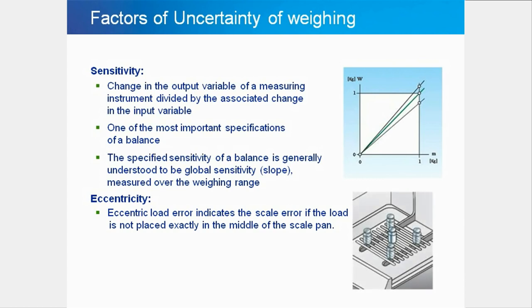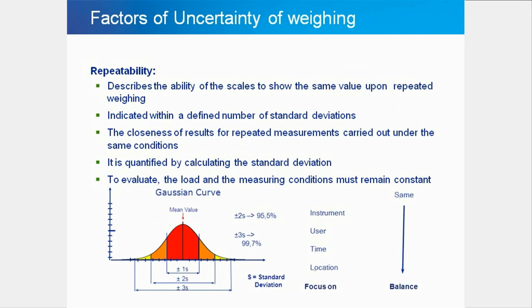Eccentricity indicates the scale error if the load is not placed exactly in the middle of the scale pan. Repeatability describes the ability of the scales to show the same value upon repeated weighing. It is indicated within a defined number of standard deviations. It is good if, with repeated weighings, the result is the same. Repeatability is quantified by calculating the standard deviation. To evaluate repeatability, the load and the measuring conditions must remain constant.